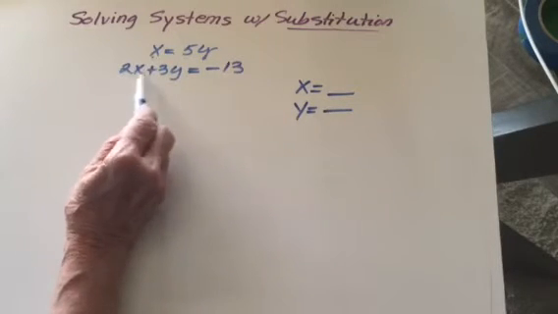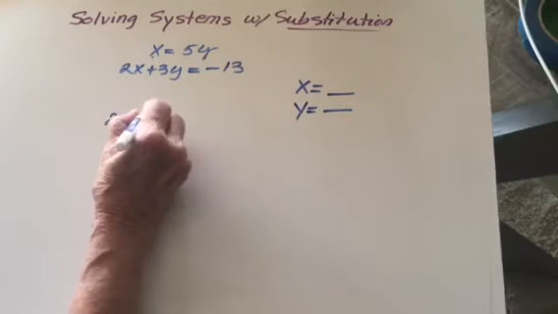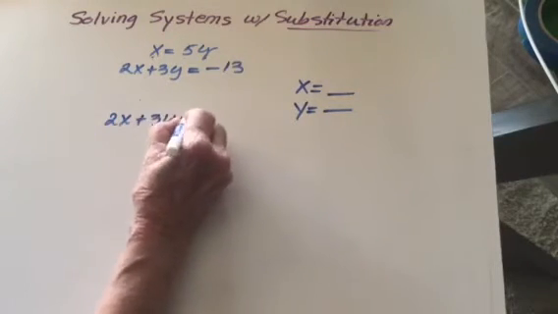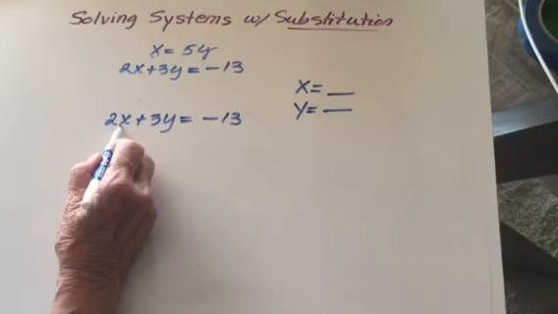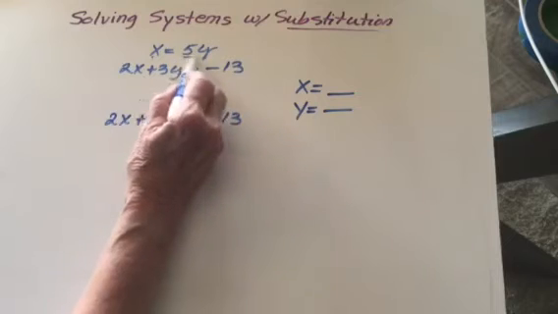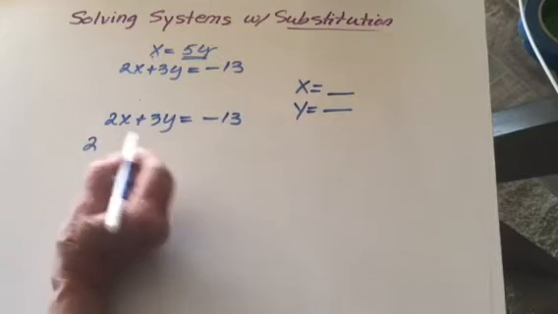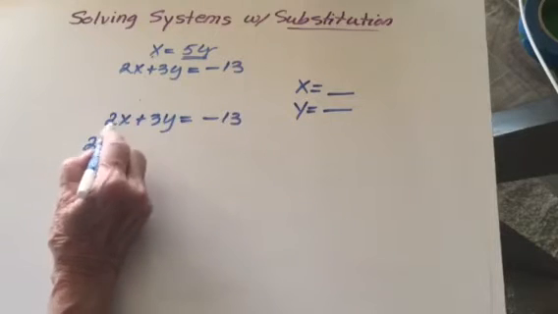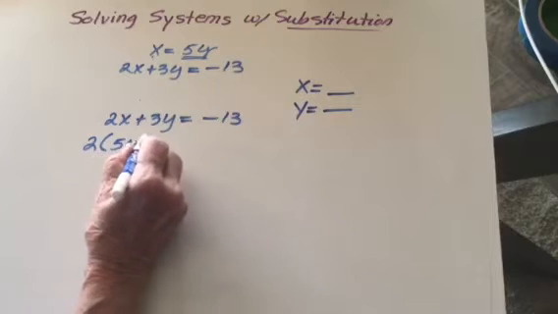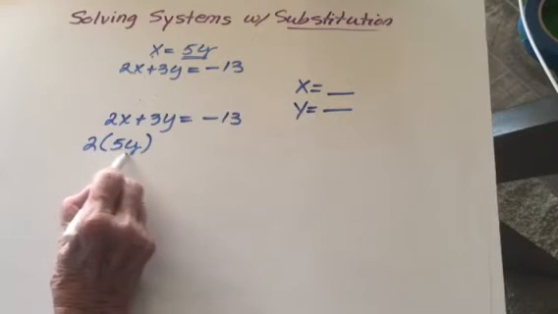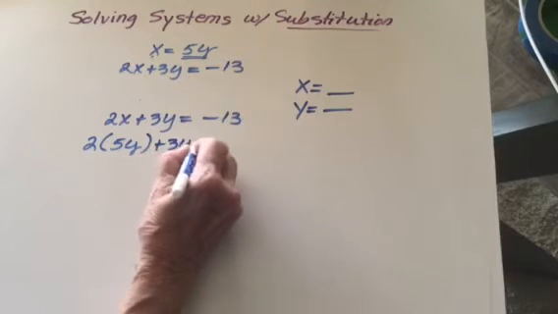So let's look down at this equation. I have 2x's plus 3y's, and it's going to equal negative 13. Well, instead of calling it x, what can I call it? Can I call it 5y? Okay, well, I have two of those things. I have two x's. That means I have two of these things. You see that? Two of those, plus 3y is negative 13.